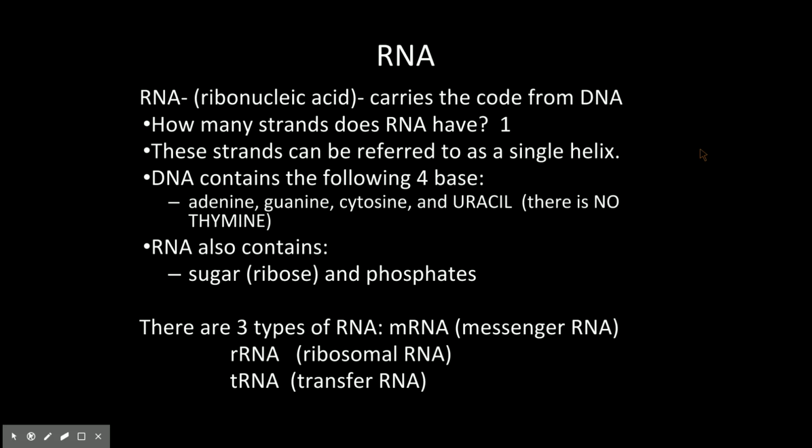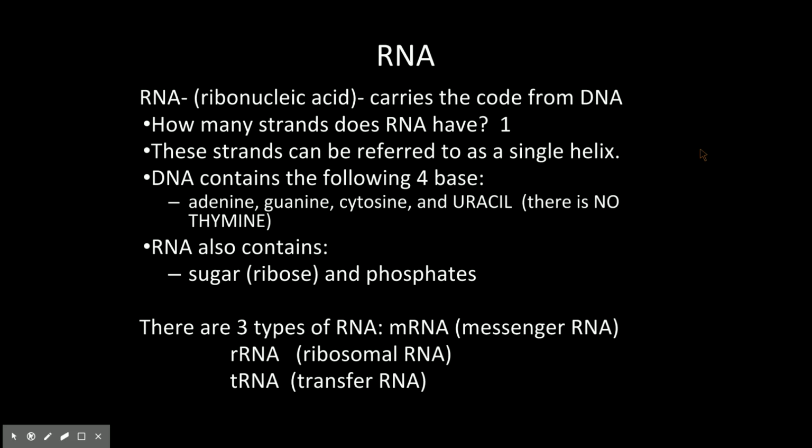The sugar is a little different because instead of being a deoxyribose sugar, it's just a ribose sugar. So deoxy means without an oxygen. The deoxyribose is very similar to the ribose, it's just missing an oxygen. So our ribose sugar, which is in RNA, has an extra oxygen, 1 more oxygen than the deoxyribose does. So that's where the names come from.